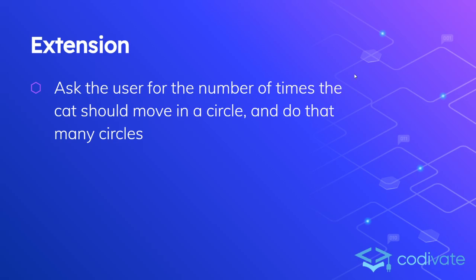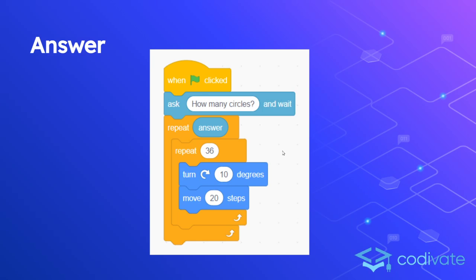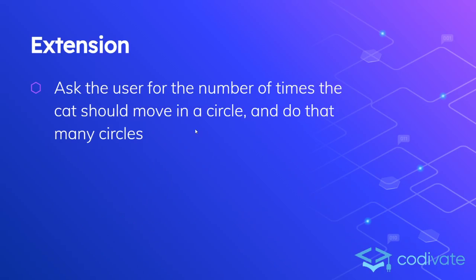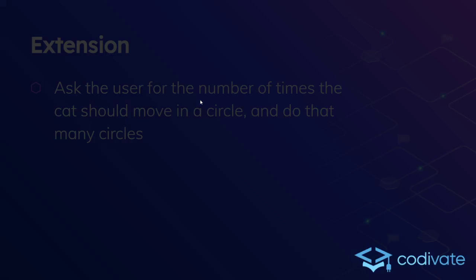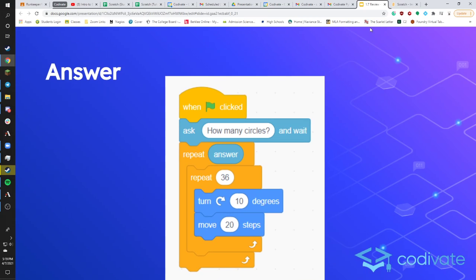Next thing is ask the user for the number of times the cat should move in a circle and do that many circles. Okay, well, it's the same movement, so we can use the same code. And really, we're just repeating it some number of times. So let's just take the code and add a loop to it. We repeat answer number of times because it asked us to ask the user for how many times it should repeat.